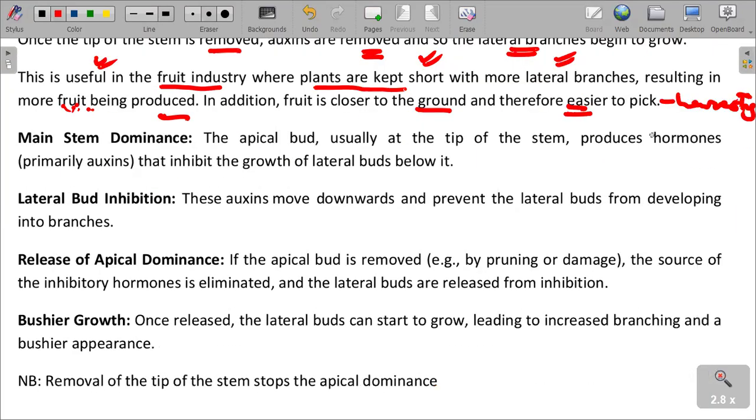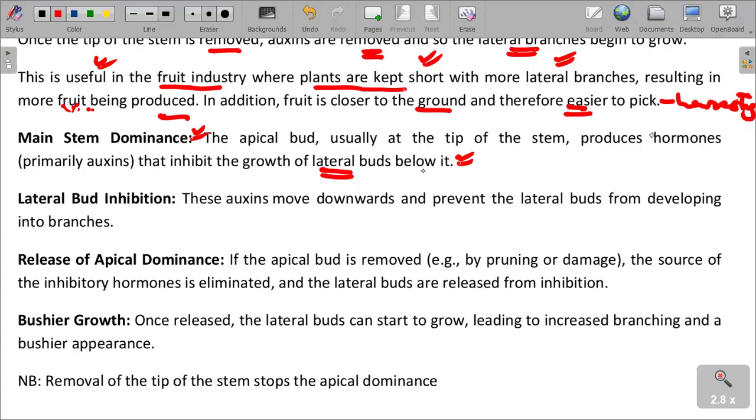And then I want us just to look at main stem dominance, which is the one that we are talking about. The apical bud, usually at the tip of the stem, produces hormones, primarily the auxins, that inhibit the growth of lateral buds. I'm just saying these are concepts or terms that you might also see in life science question papers. Main stem dominance. Explain what is main stem dominance, and also how does it work in terms of the inhibition of lateral buds.